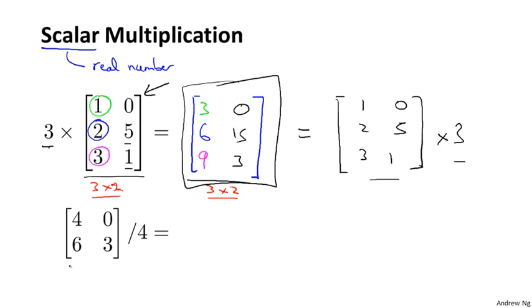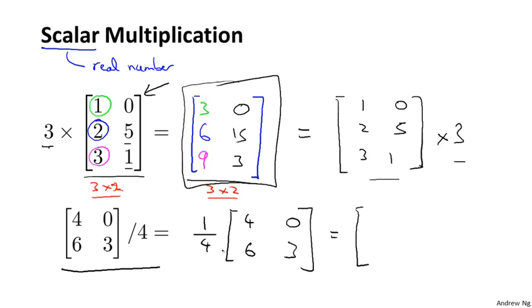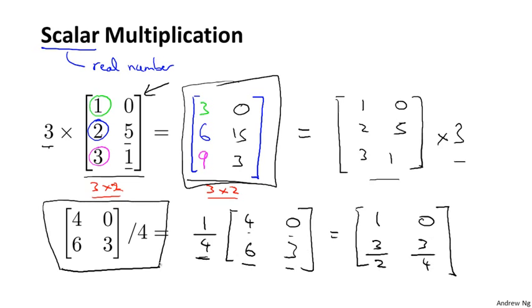You can also take a matrix and divide it by a number. Taking this matrix and dividing it by 4 is actually the same as taking the number 1/4 and multiplying it by this matrix, 4 0 6 3. The result of this product is: 1/4 times 4 is 1, 1/4 times 0 is 0, 1/4 times 6 is 3 halves, since 6 over 4 is 3 halves, and 1/4 times 3 is 3/4. And so that's the result of computing this matrix divided by 4.